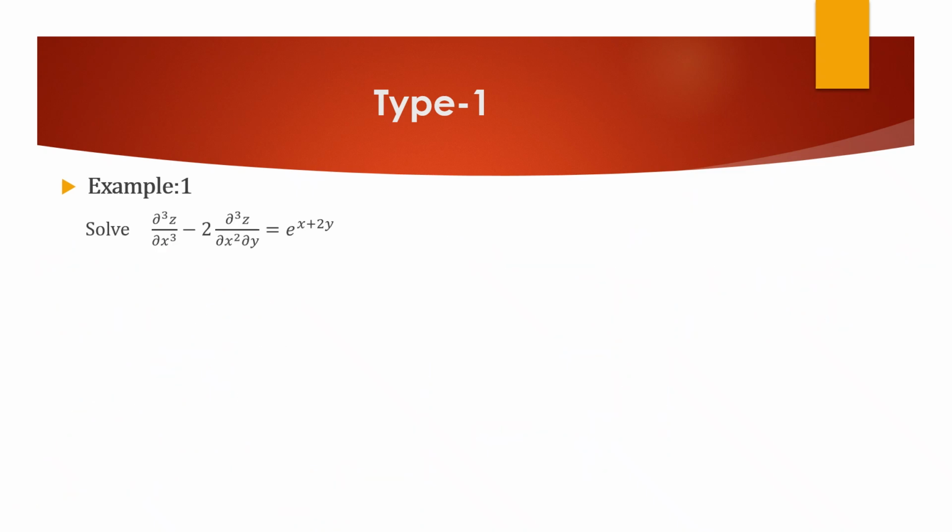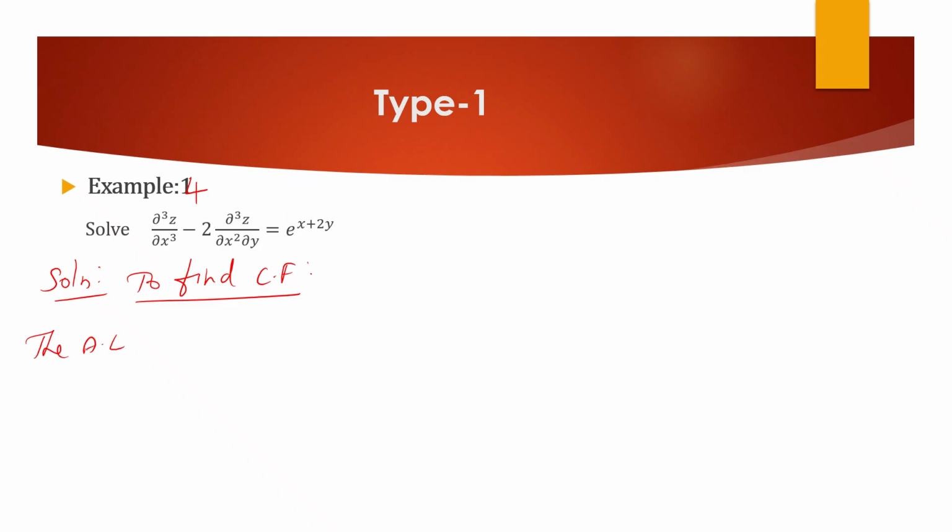So this is our next example, example 4. Here first we are going to find the complementary function by considering the left hand side. To find the CF, first we write the auxiliary equation.